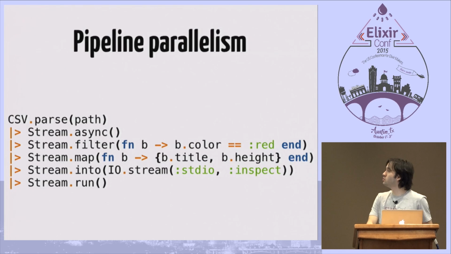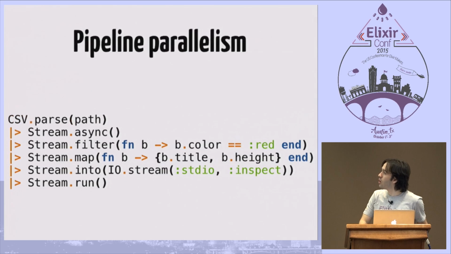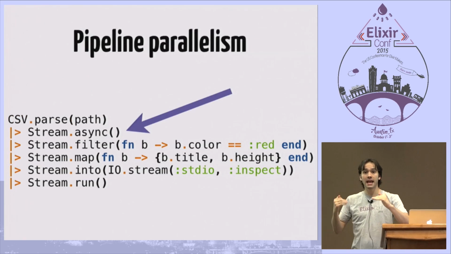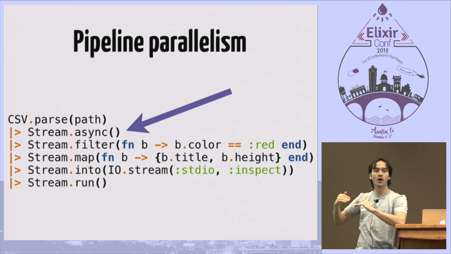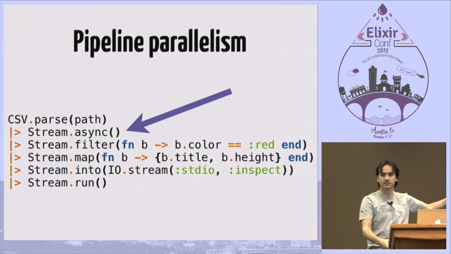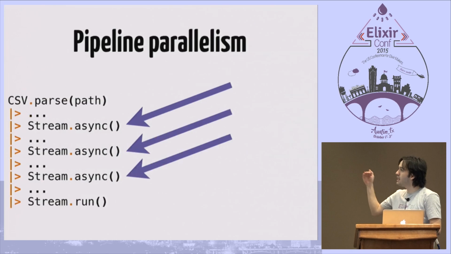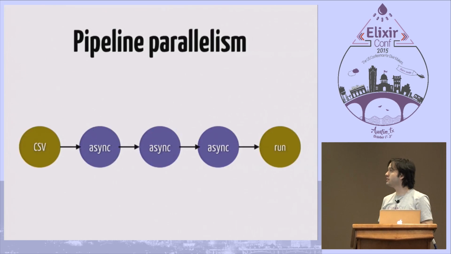And how this would work is that here I added just a simple call. Right after CSV parse, what if we call stream async? What stream async is going to do is say, hey, everything up to this point, I'm going to run that in a separate process. And this separate process is going to do whatever it has to do and send it to the current process. So if we add a bunch of stream async calls, you could think that we have something like this.